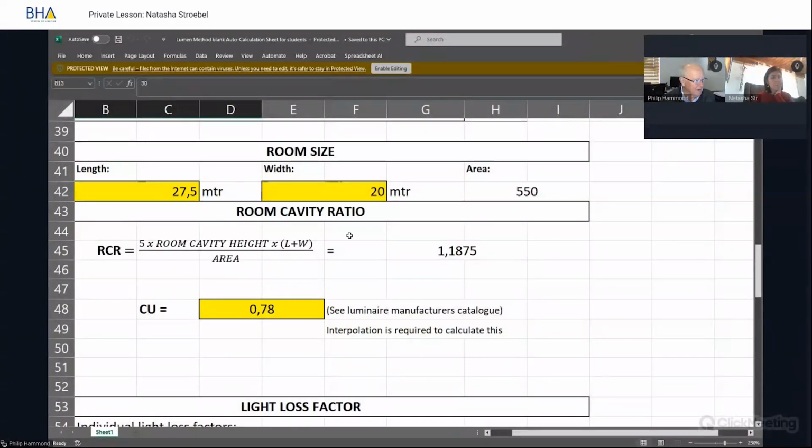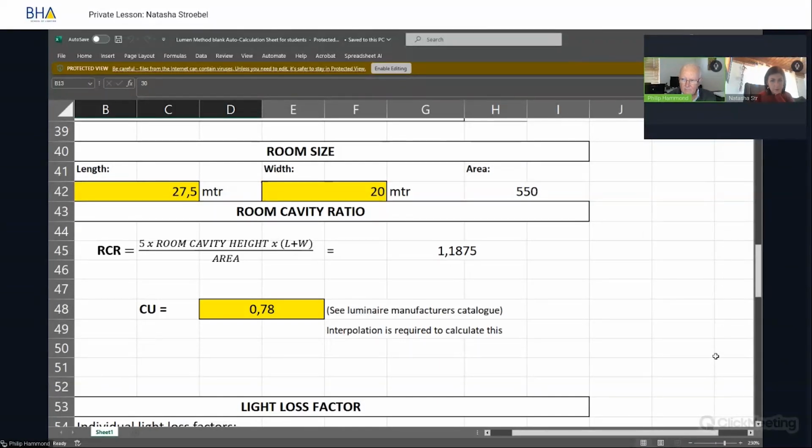So when you do that calculation, how do you do a calculation that's got different types of calculations within it? BODMAS. BODMAS, there we go. So the first thing you're going to do is you're going to calculate what the length plus the width is in there, so that you can then do the multiplication right the way through and divide it by the area of 550, which gives you 1.1875 as your room cavity ratio.